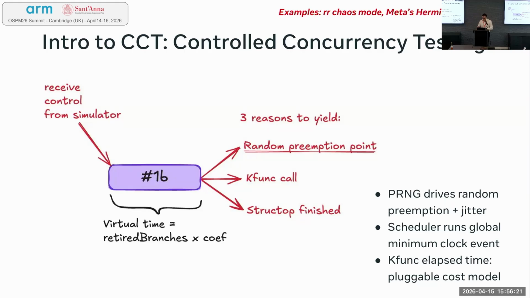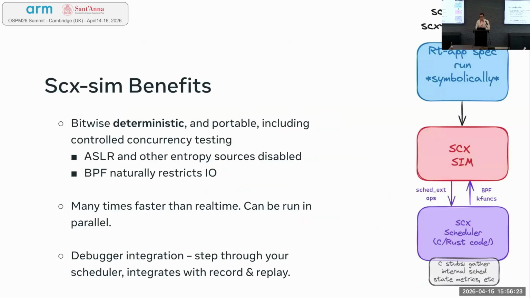We already mentioned the pluggable cost model. Okay, so what are some of the benefits of this? We've already touched on some of them. Once it's bitwise deterministic. One of the things I love is BPF is kind of naturally restricting IO, which makes it a lot easier to make deterministic.